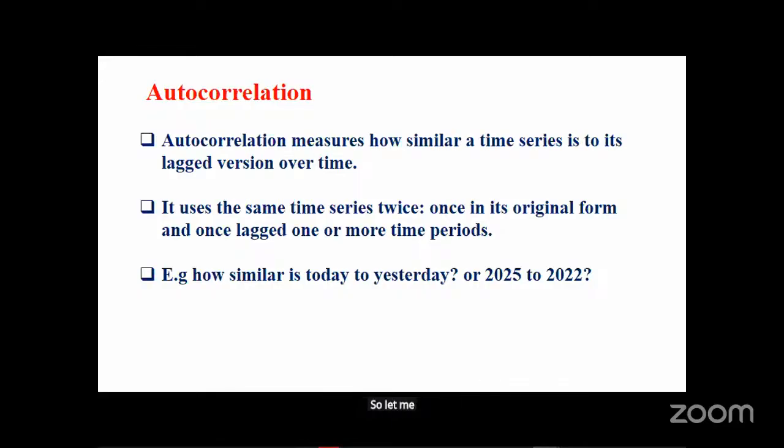So let me come again. Autocorrelation measures how similar a time series is to its lagged version over time. So it uses the same time series twice, once in its original form, and once lagged one or more time periods. So how similar is today to yesterday? Autocorrelation helps us to look at that. That's a typical example of that.